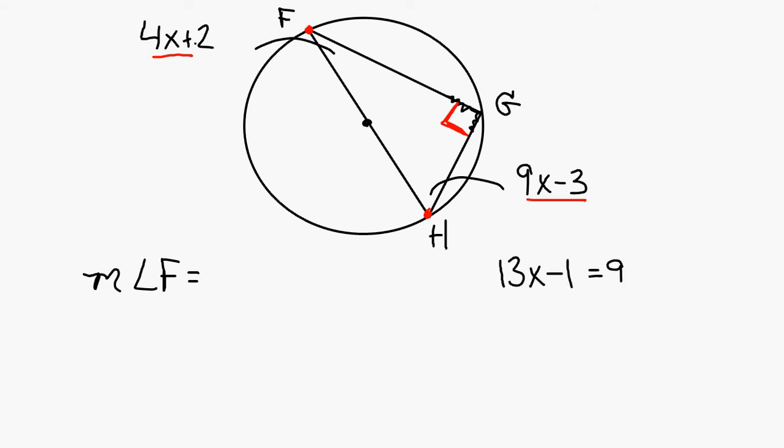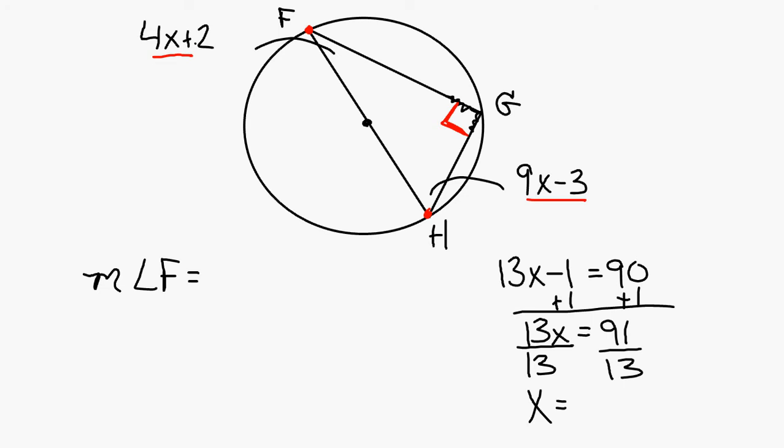So you add 1 to each side. 13x equals 91, and you divide by 13. And x equals 7. X is equal to 7, but they want the measure of angle F.